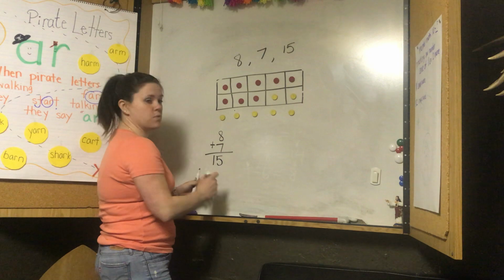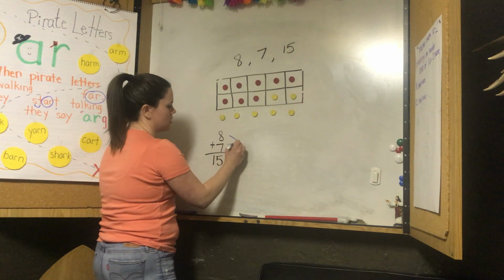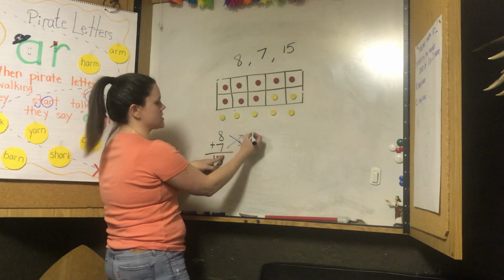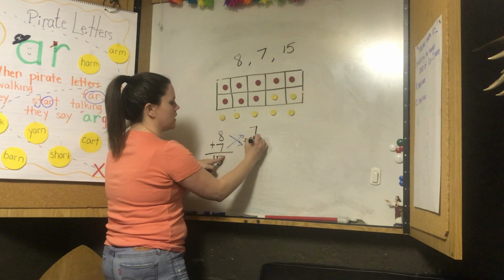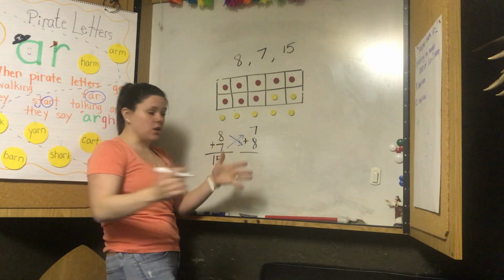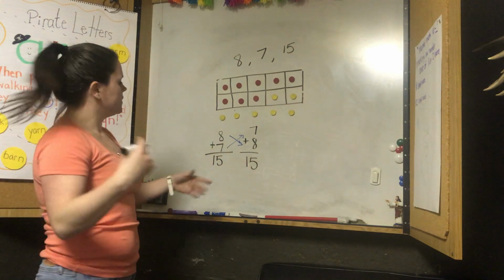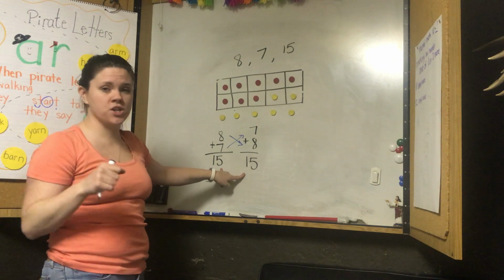So let's write the next addition fact vertically. So that means I'm just going to switch where my facts go, right? All I'm doing is writing it vertically instead of horizontally. So I'm going to start with 7 plus 8 still equals 15. You got it.